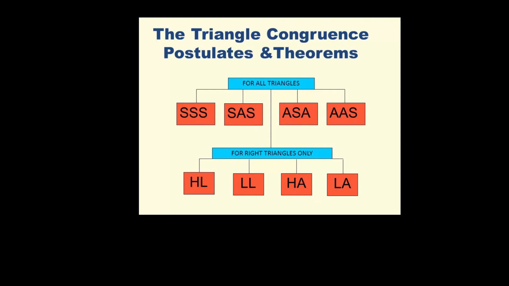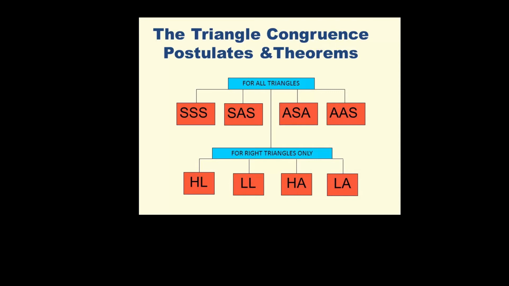So HL is the theorem that we just learned. That is, if the hypotenuse and one of the legs of a right triangle are congruent to the hypotenuse and the corresponding leg of a second right triangle, then the triangles are congruent. That's HL. That's what we just learned. Then there are three additional theorems. These are all theorems: LL, HA, and LA.